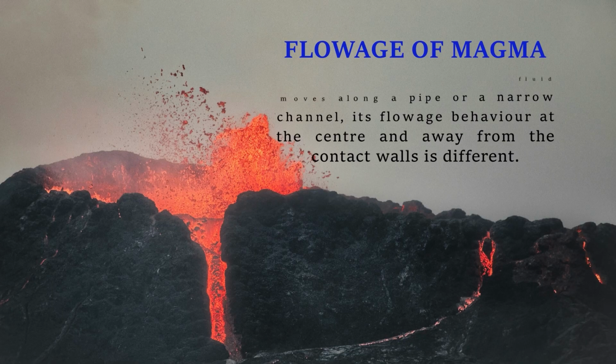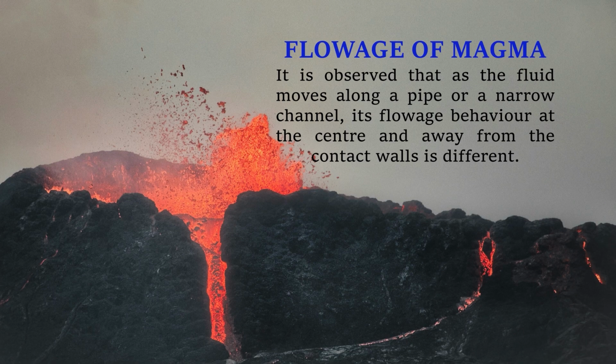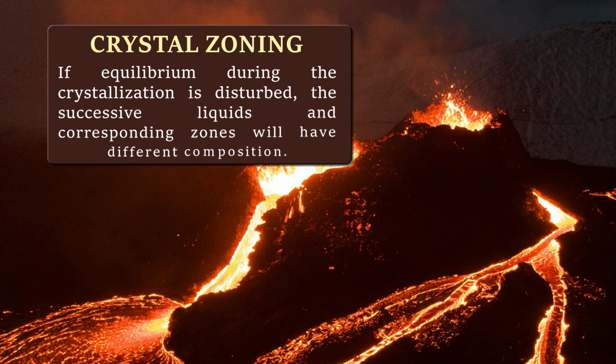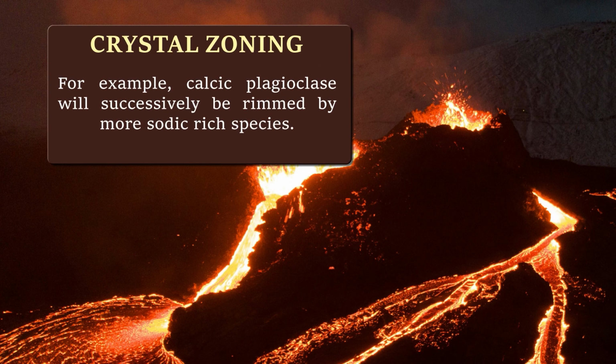Flowage of magma. When the fluid moves along a pipe or a narrow channel, flowage behavior at the center and away from the contact wall is different. We have already discussed this, and it can result in the preferential accumulation of early formed minerals. And again, crystal zoning, we have already discussed. If the equilibrium during the crystallization is disturbed, the successive liquids and the corresponding zones will have different compositions, like you can get calcic plagioclase, which is successively rimmed by more sodic varieties.